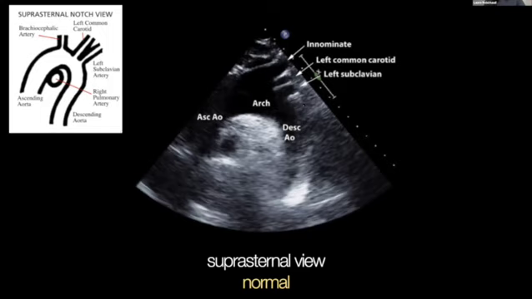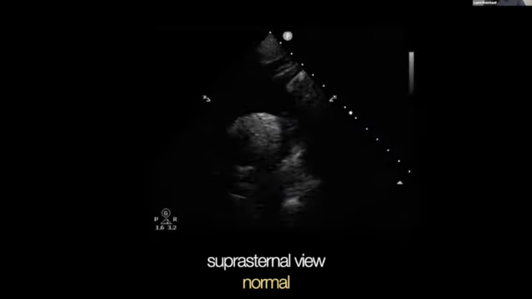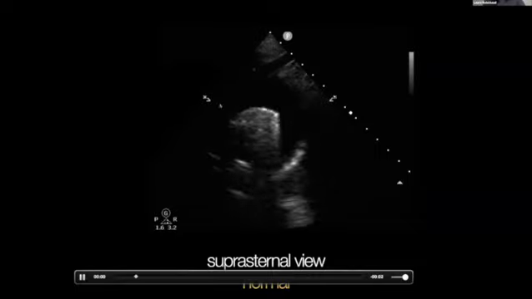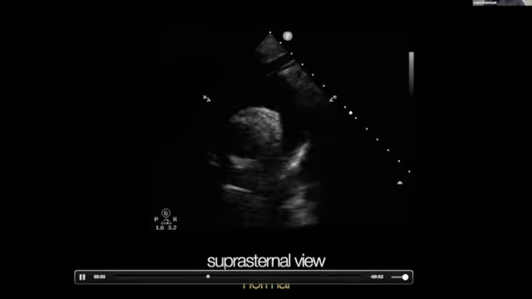So pretty cool image. This is my suprasternal view. This is actually done by myself in the emergency department, where you can appreciate maybe a little bit of my ascending aorta, but mostly what you see are my left-sided vessels and my descending aorta.